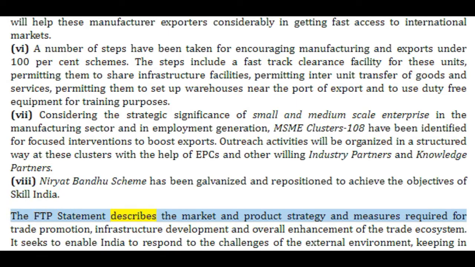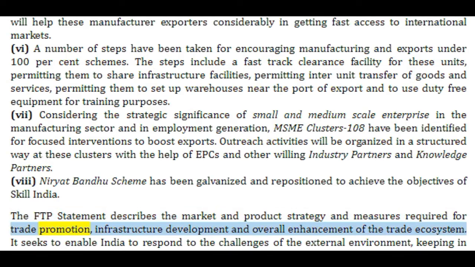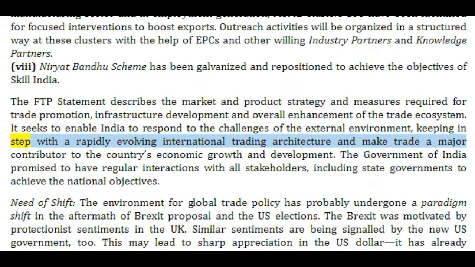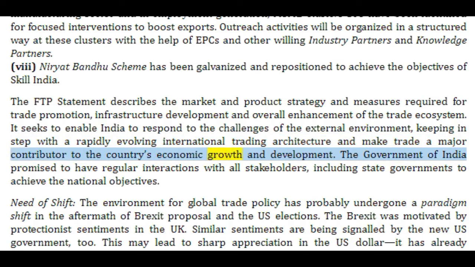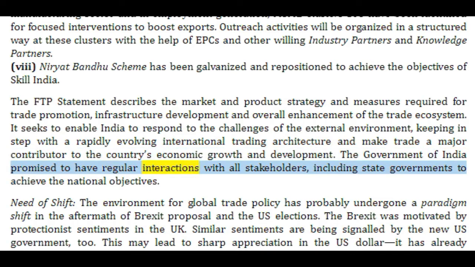The FTP statement describes the market and product strategy and measures required for trade promotion, infrastructure development, and overall enhancement of the trade ecosystem. It seeks to enable India to respond to the challenges of the external environment, keeping in step with a rapidly evolving international trading architecture, and make trade a major contributor to the country's economic growth and development. The Government of India promised to have regular interactions with all stakeholders, including state governments, to achieve the national objectives.